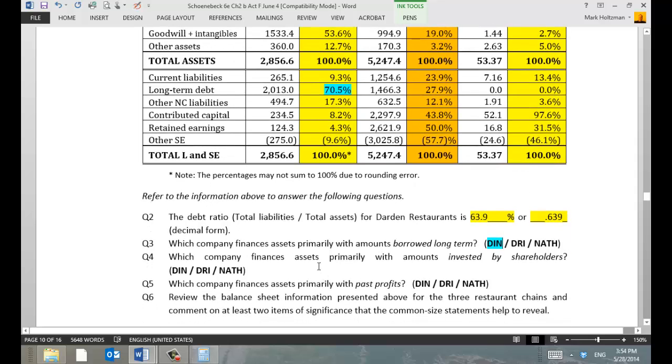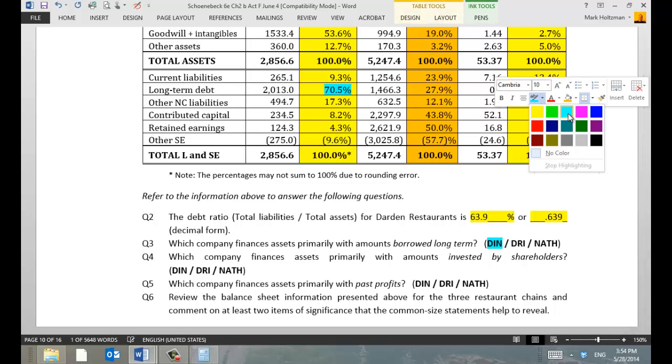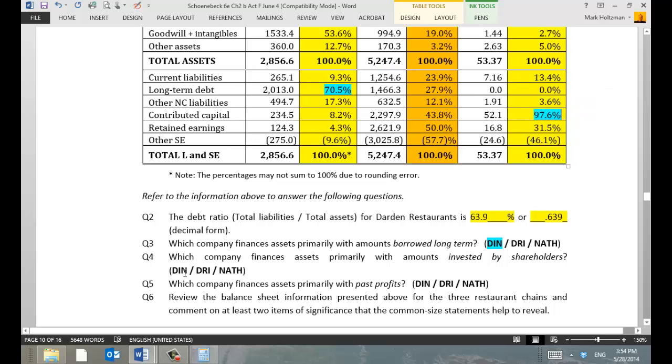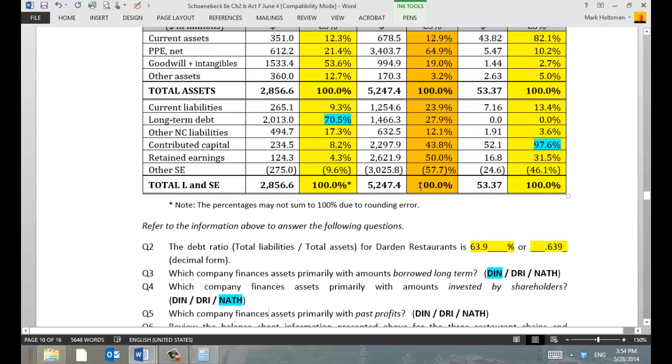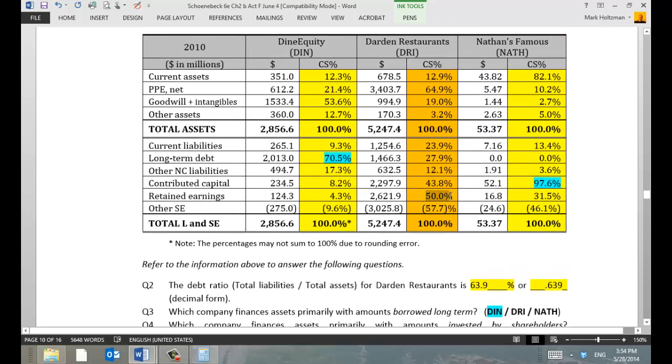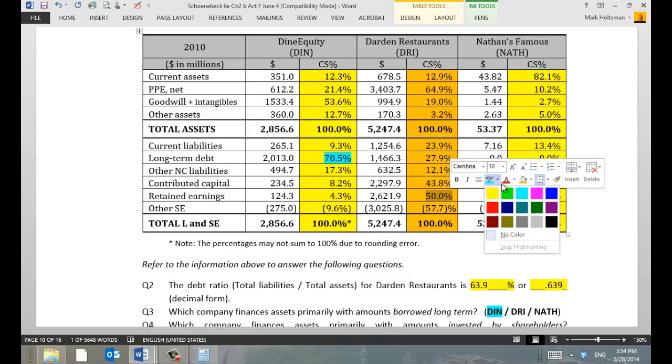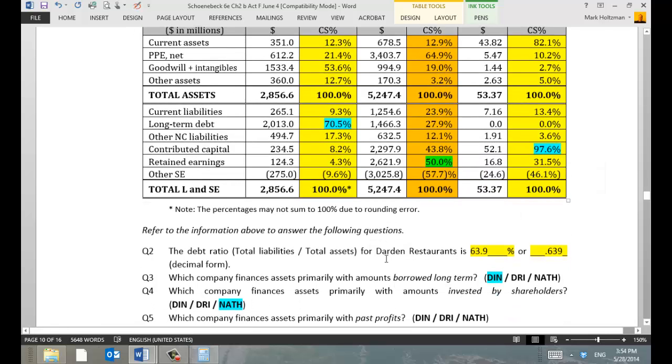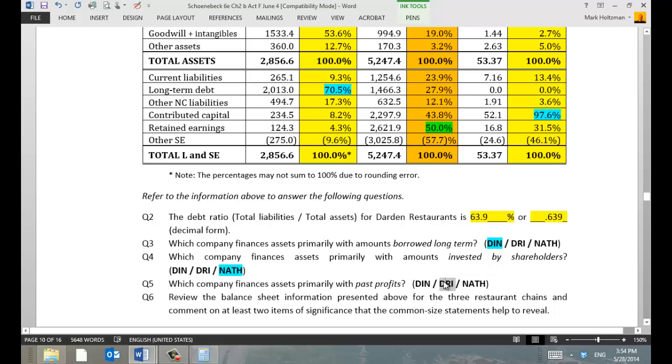Which company finances assets primarily with amounts invested by its shareholders? Nathan's, because look at this contributed capital, it's 97.6%. Which company finances assets primarily with past profits? Darden, because look at the retained earnings over here. Those are some nice retained earnings you got, huh? Never mind.